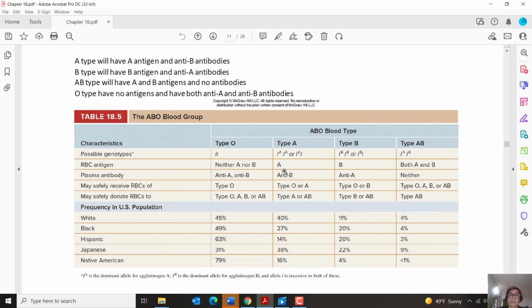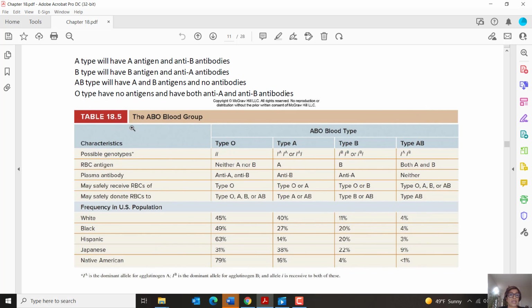Type A, remember that they have A, okay? So they can give to A or AB because AB does not have any antibodies. They cannot give to O because O has anti-A. Type B can give to B or AB, cannot give to A because they have anti-B, cannot give to O because they have anti-B. AB has both A and B antigens, so cannot give to anybody except themselves.